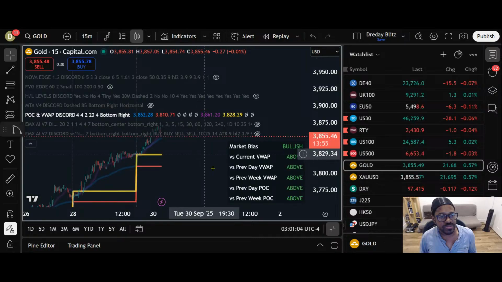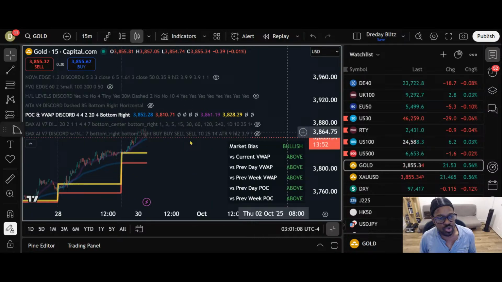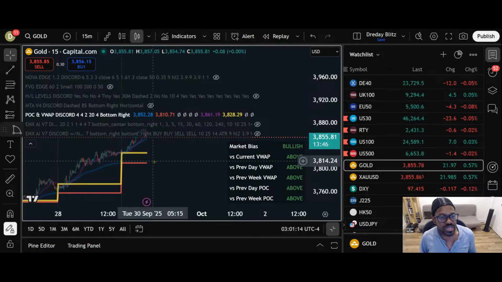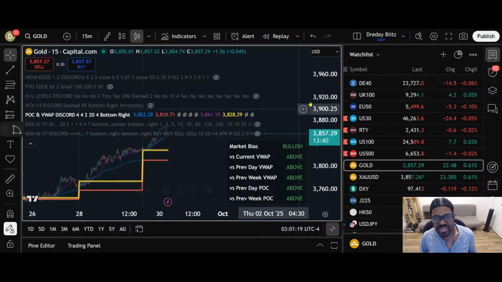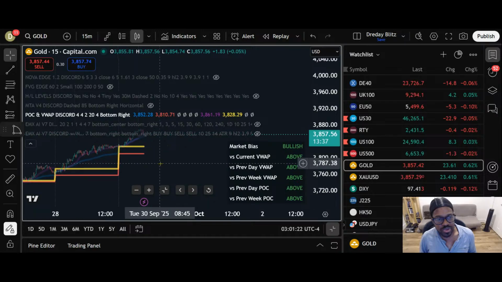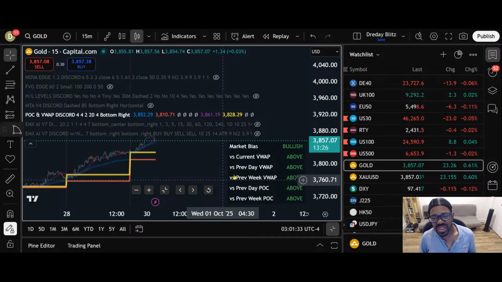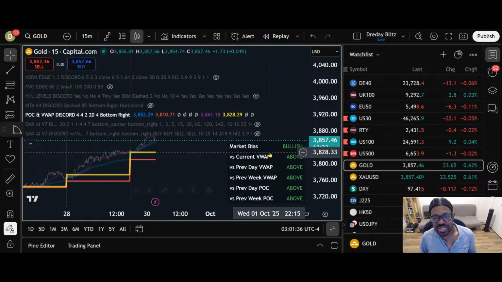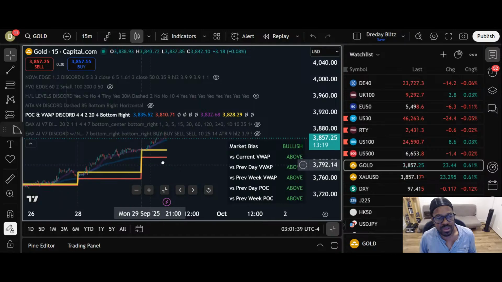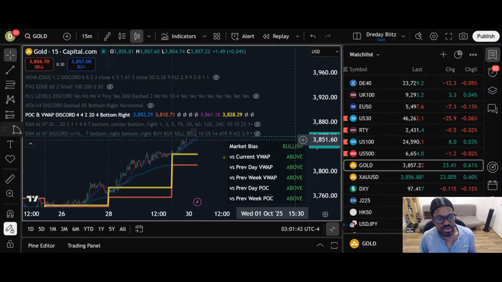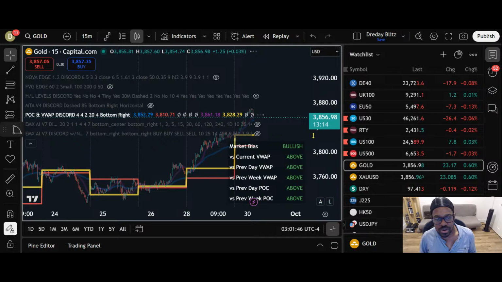Next, we have POC and VWAP, so point of control and volume weighted average price. This will provide you with the volume weighted average price based on the previous day, previous week, and current day, and the same thing for the POC: previous day, previous week, and current day. And if everything's aligned, for example, right now we have everything above the POC and VWAP, so that confirms that we're in a bullish movement here. We've been bullish for a certain amount of time.